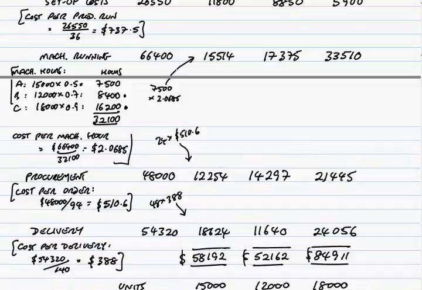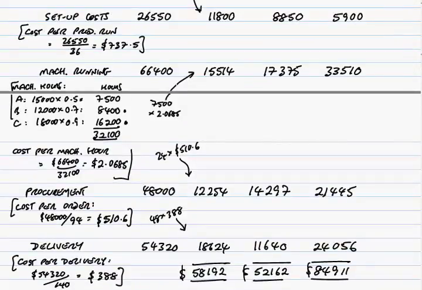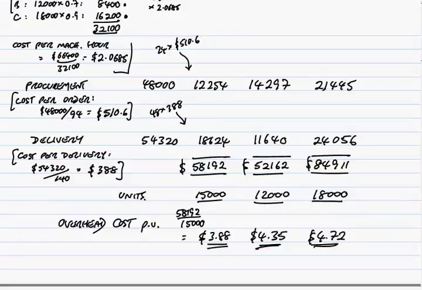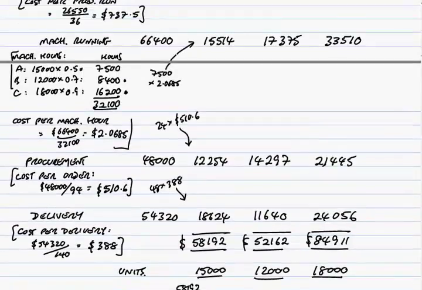And I think I've made a mistake. Hold on, let me check my addition there a minute. 5,900, 33,510. Divide by 18,000. Yep, 472. Now we can go back to the cost card and finish it off.